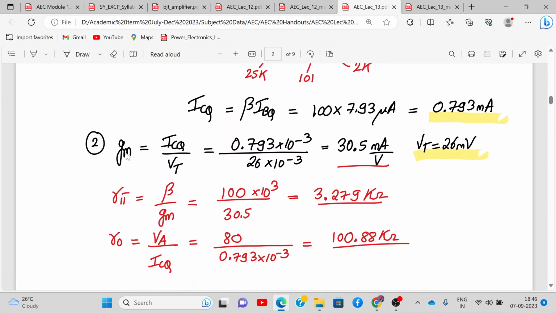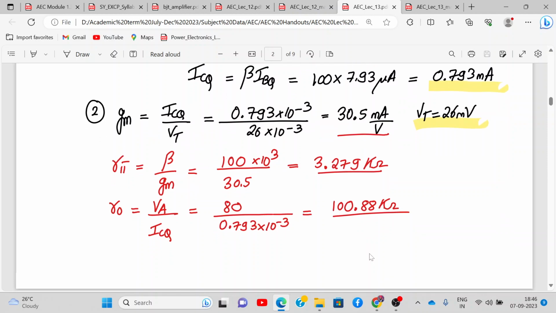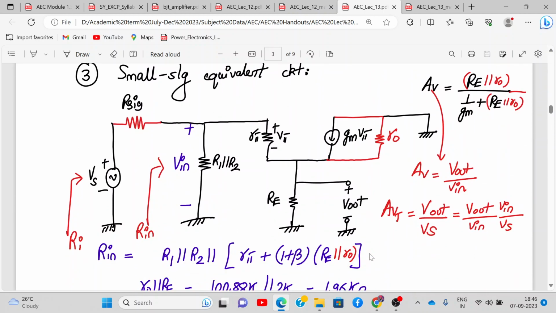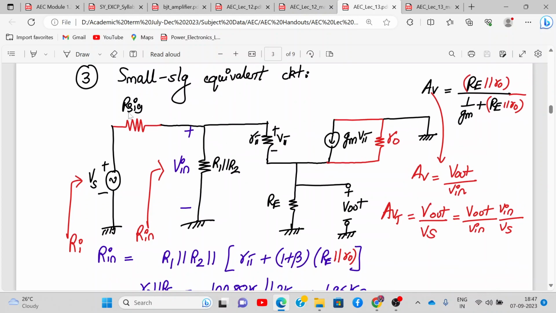Then don't forget the formulas for GM, R pi and RO. You will get these values respectively after substituting. Then draw the small signal equivalent circuit. Okay, please draw it. Now as I've told you earlier, if RSig is present, the AV formula splits up into two parts. Whatever formula we have derived, that is V out upon V in, that is V out upon V1, what we have said before, right? And V in upon Vs will be determined by the voltage division rule. So this is the formula for AV if RO is present.